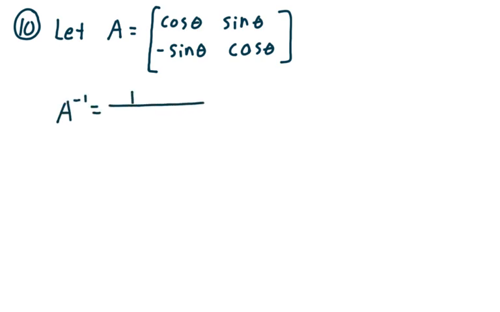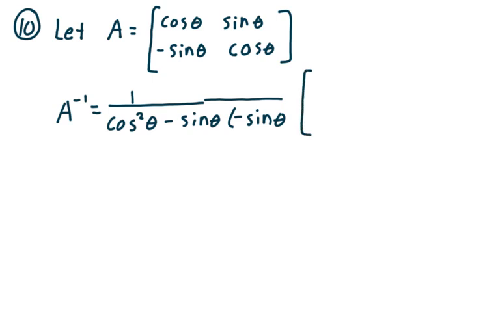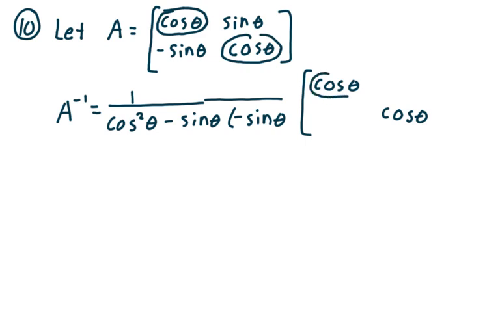So this is 1 over cosine squared theta minus sine theta times negative sine theta, right? So it's 1 over AD minus BC times the matrix. Now, we have cosine theta, right? So remember, this entry is A, this entry is D, right? And so here, yes, they're the same entry, but I'm calling that entry D and this entry A.